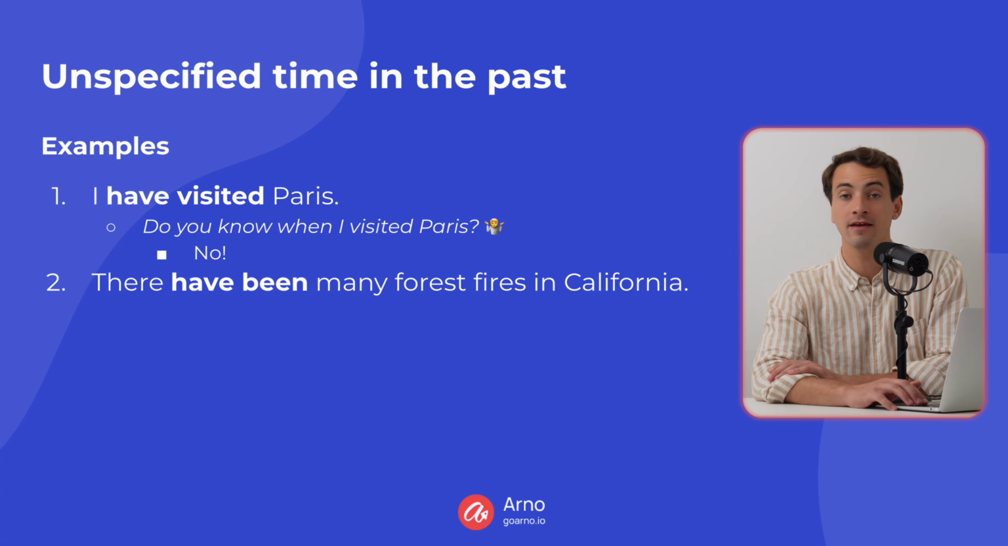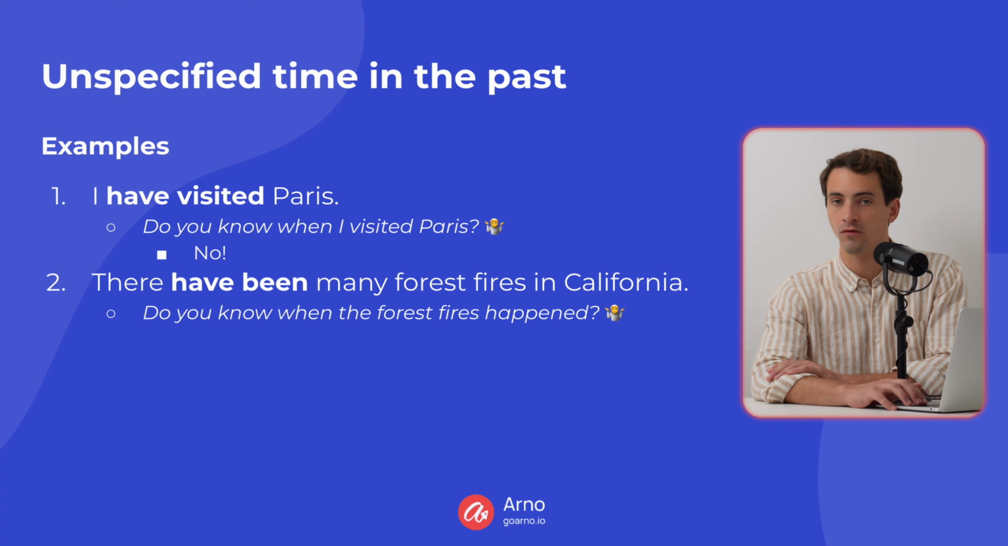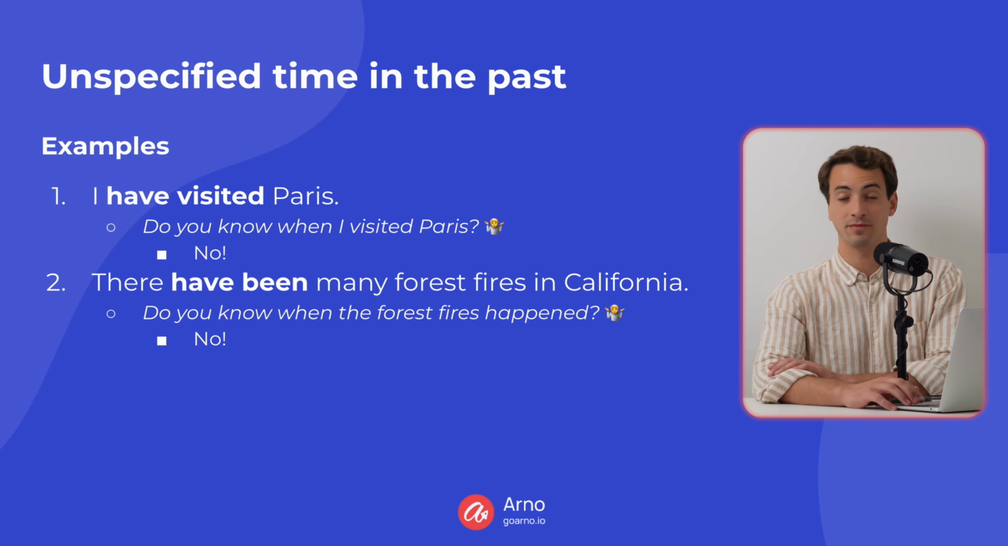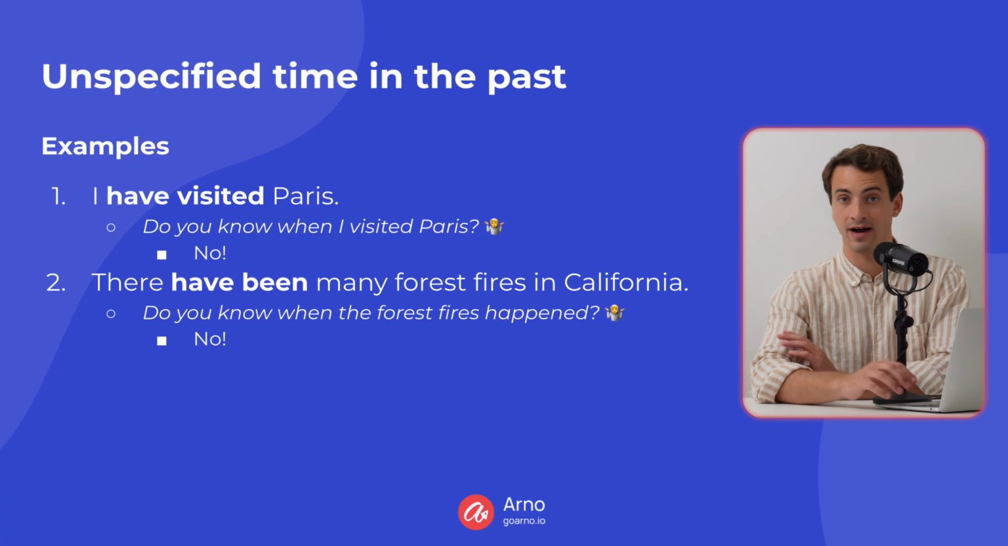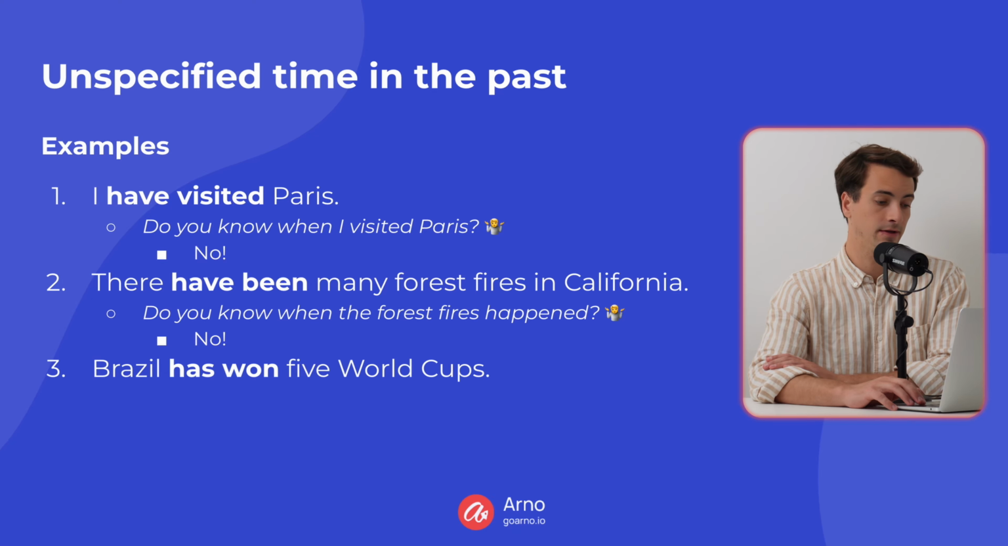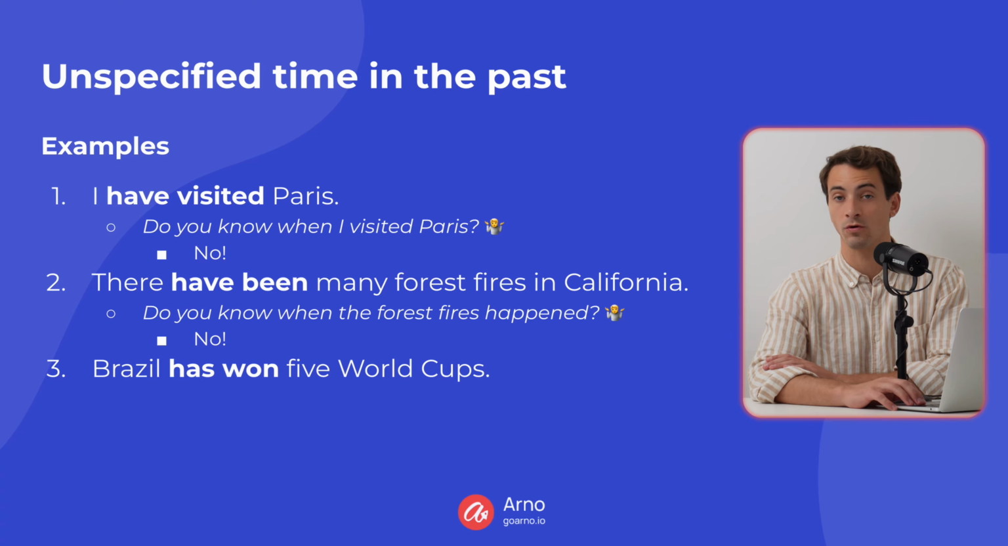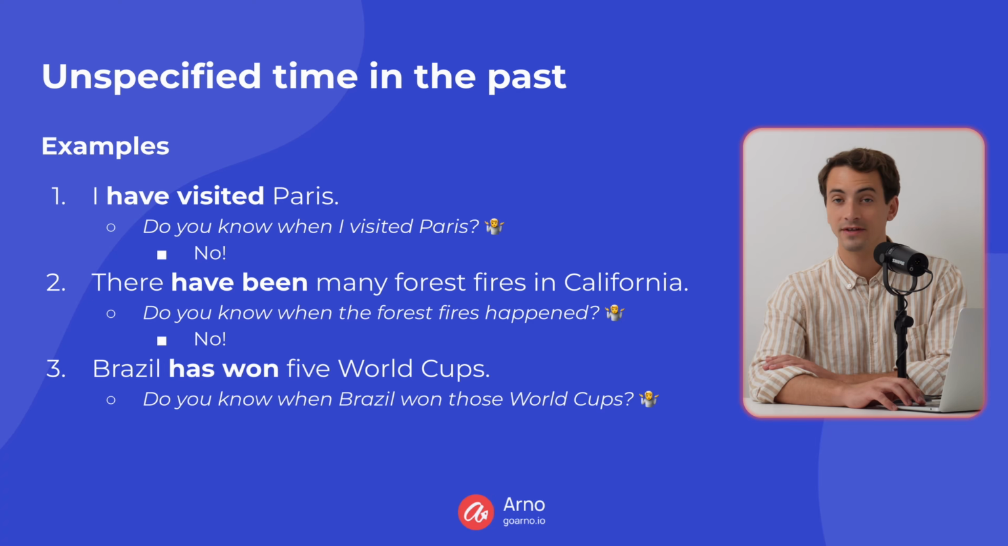There have been many forest fires in California. Do you know when the forest fires happened based on this sentence? No. Same thing. California has been there for a long time. In this sentence, I do not say when those forest fires occurred, and therefore I am using the present perfect. Brazil has won 5 World Cups. Based on this sentence, do you know when Brazil won those World Cups? No. That is not specified.